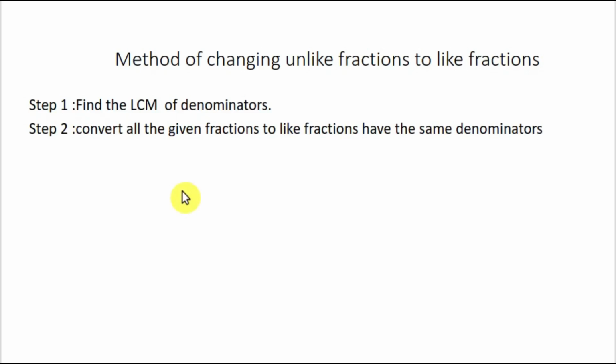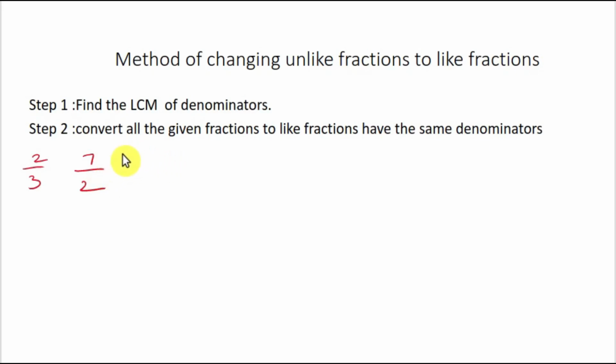Now, the method of changing unlike fractions to like fractions. I told you what unlike fractions are. Denominators are different. For example, 2 by 3, 7 by 2. If the denominators are equal, that is called like fractions. So this is unlike fractions. We want to convert them to like fractions.